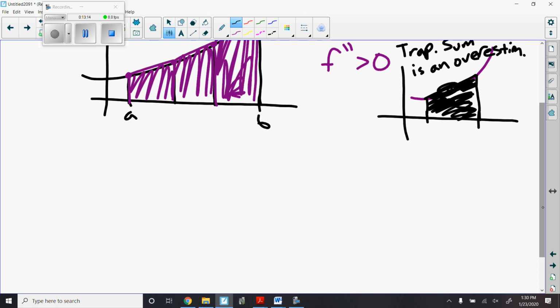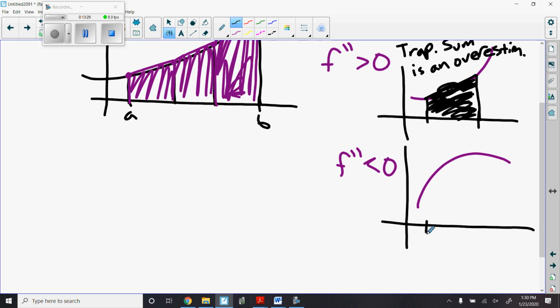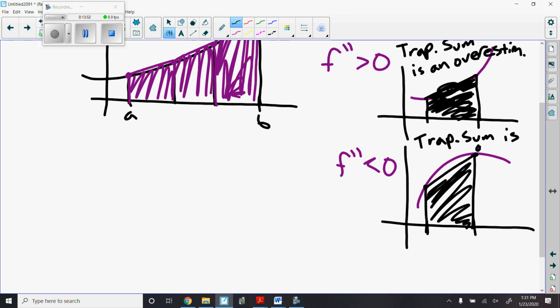If our function, however, is concave down, that would mean f double prime is less than 0. It would be kind of a frowny face like this. If I do a trapezoidal sum here, it's pretty easy to see that this is going to be an underestimate. So concave down, our trapezoidal sum is an underestimate. And again, if you forget which one's which, you can always just sketch a concave up or concave down graph and draw a trapezoid in there, and you're going to see which one's over and which one's under.